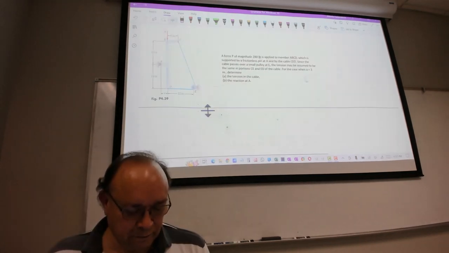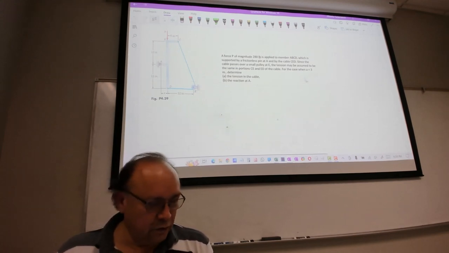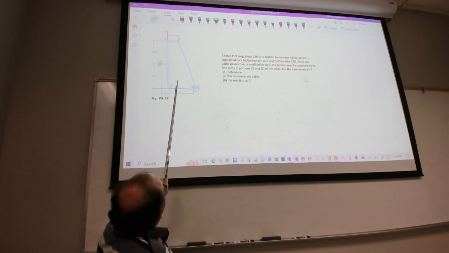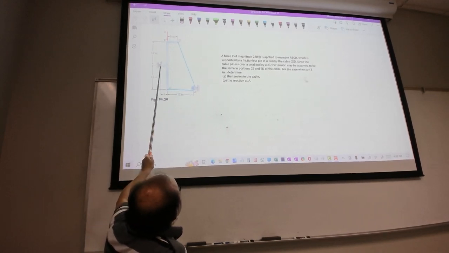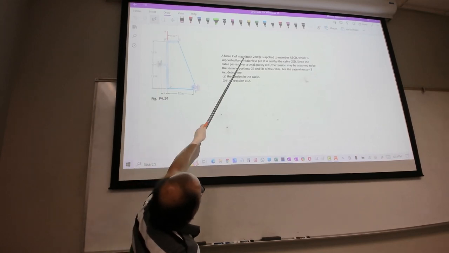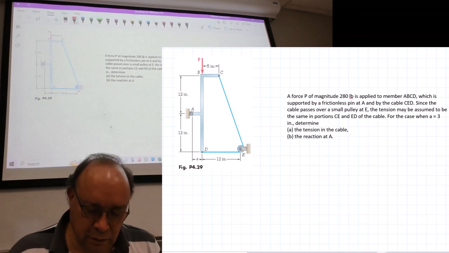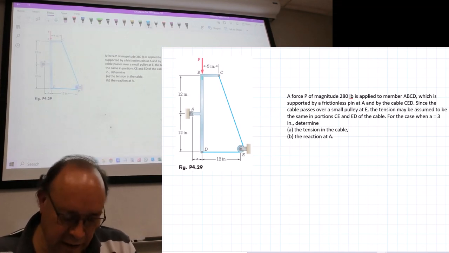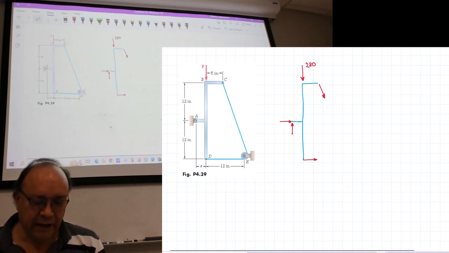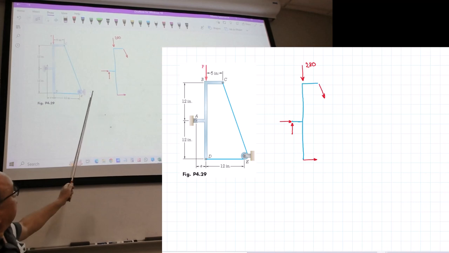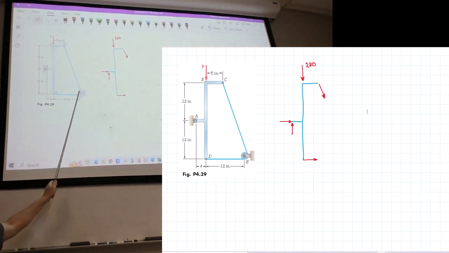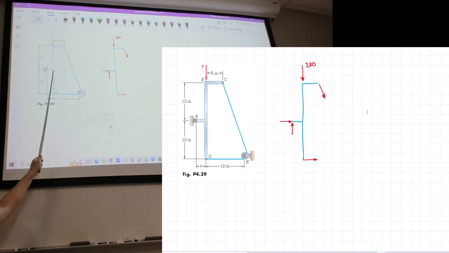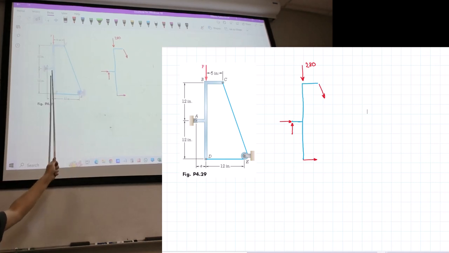Let's do this problem. So you have that construction there. You need to find the force on the cable and the reactions here, right? There is a force P of 280 pounds over there. So I'm going to do the free body diagram here. That's the free body diagram, you see it? You forget about this completely because this support doesn't touch my structure here. This doesn't touch this, so there are no forces that this applies on this. The cable is applying the force here. So this is the force that the cable applies on this.